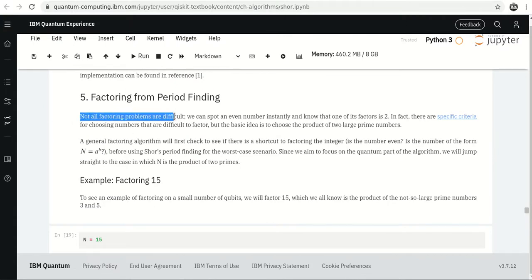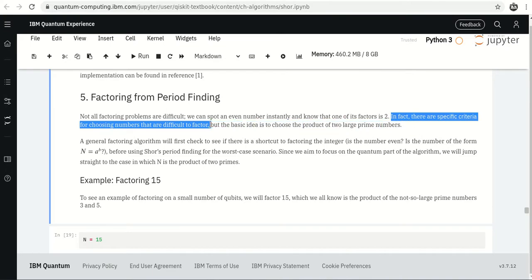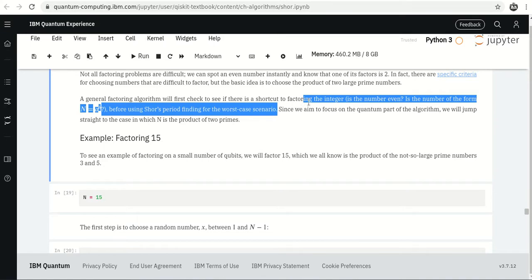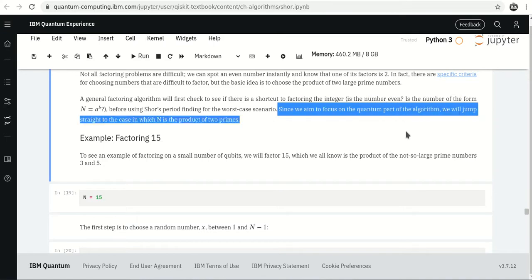Not all factoring problems are difficult. We can spot an even number instantly and know that one of its factors is 2. In fact, there are specific criteria for choosing numbers that are difficult to factor, but the basic idea is to choose the product of two large prime numbers. The general factoring algorithm will check to see if there is a shortcut to factoring the integer before using Shor's period finding, the worst case scenario. Since we aim to focus on the quantum part of the algorithm, we will jump straight to the case when n is the product of primes.